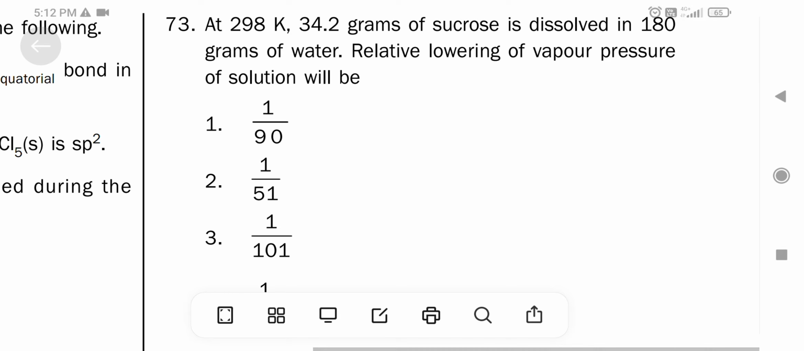P naught minus PS by P naught is equal to the mole fraction of solute. So 0.1 by 10.1 is nothing but 1 by 101. This is Raoult's law, P naught minus PS by P naught is equal to mole fraction of solute, 1 by 101. You can see that at the third option.